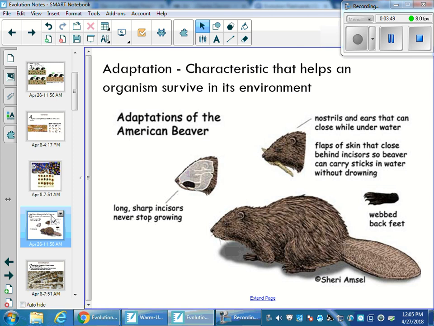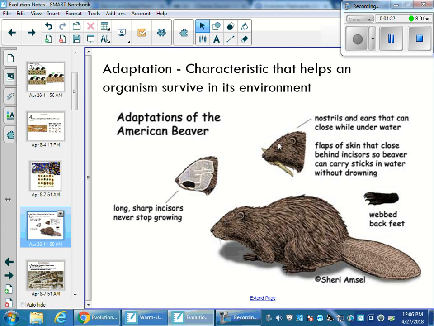Another term that we're going to hear a lot is this idea of an adaptation. Adaptations are characteristics that help an organism survive in its environment. Shown here I have some adaptations of the American beaver. American beavers like to be in water as well as on land, and they use their teeth for a lot of different things. So it's really important that they have these adaptations: long, sharp incisors, which are a type of teeth, that never stop growing, which means that they don't get too worn down.